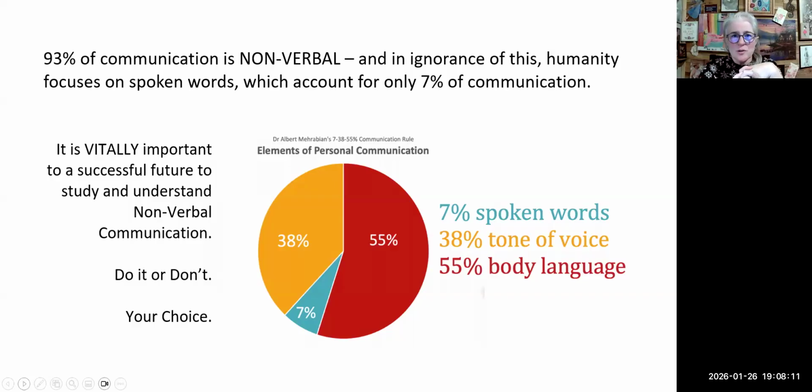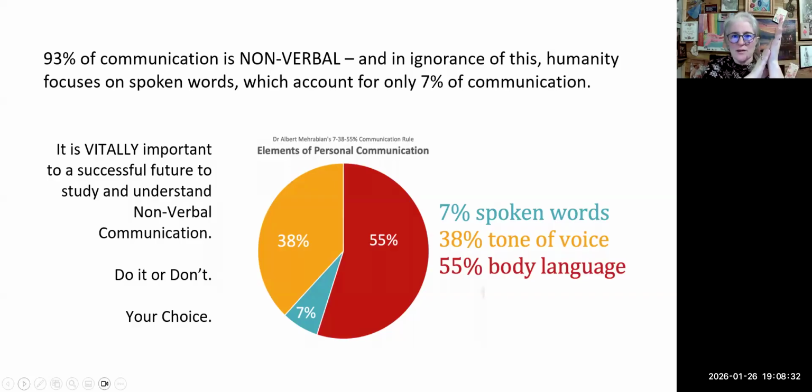93% of communication is nonverbal. And in ignorance of this, humanity focuses on spoken words, which account for only 7% of communication. So it is vitally important to a successful future to study and understand nonverbal communication. I mean, do it or don't, it's your choice, right? But you need to understand the breakdown here. So 93% of communication is nonverbal.